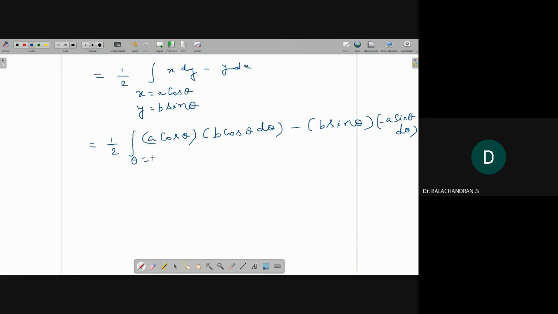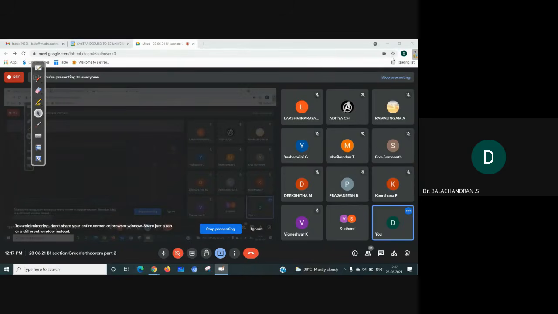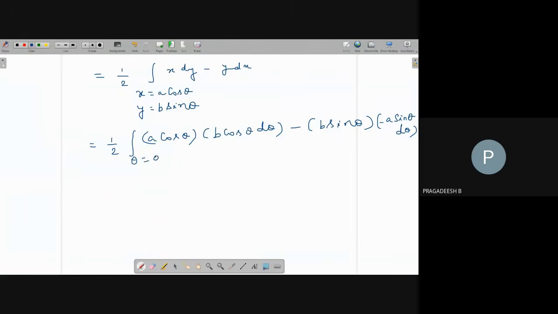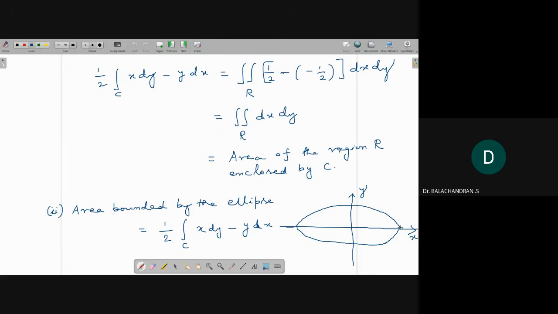Theta varies from where to where? Aditya, Pradesh, please tell. 0 to pi, sir? 0 to 2 pi. Yeah, 0 to 2 pi is correct. Okay, so start from here. 0 to 2 pi.